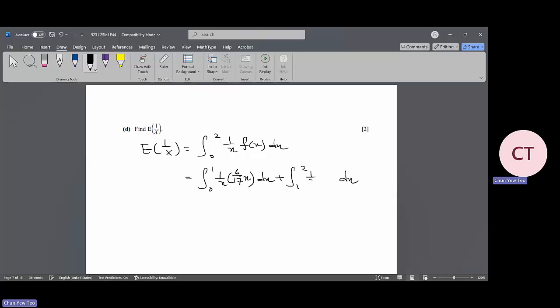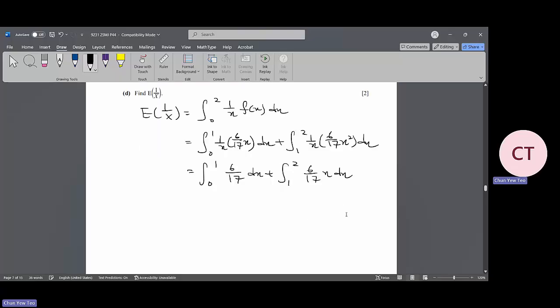This one is 1 over x multiplied by kx squared. Kx squared will be 6 over 17 x squared. So you will be integrating from 0 to 1, 6 over 17 x, plus from 1 to 2, 6 over 17 x. Just a normal integration. So you will get 6 over 17 x from 0 to 1, plus 3 over 17 x squared from 1 until 2.